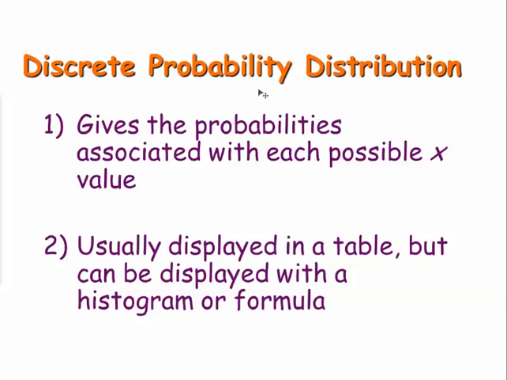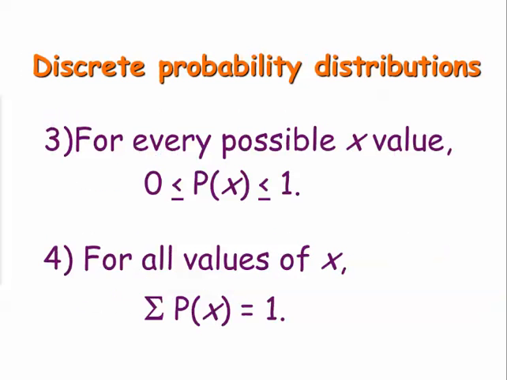A discrete probability distribution gives you the probabilities associated with each possible value of x that you could have. It's usually displayed in a table, but it can be displayed in a histogram or in a formula. For every possible x, the probability for all the values has to be between 0 and 1. You can't have something more than 1 as your probability of an outcome, or else it wouldn't be a probability, would it?